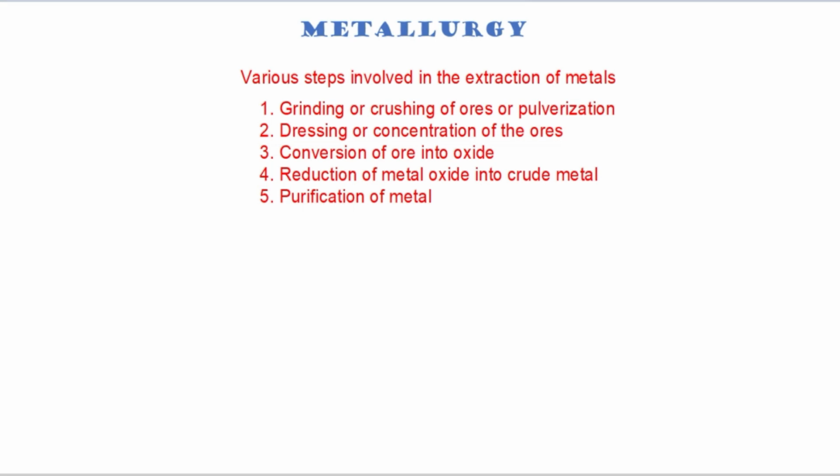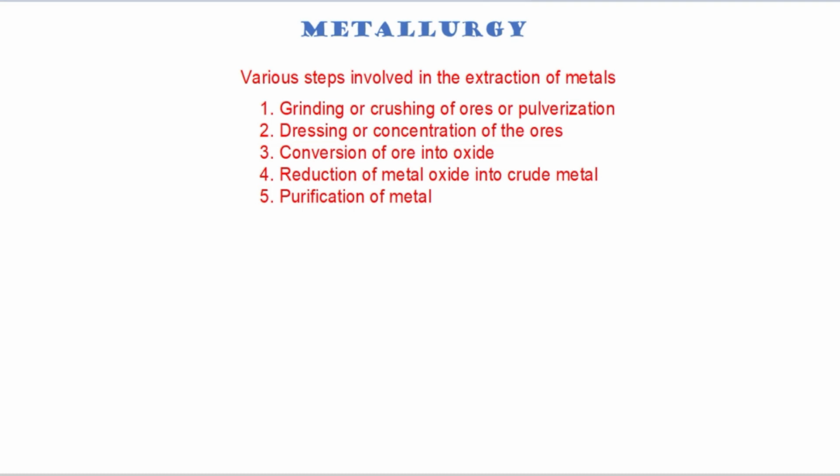Third step is the conversion of ore into oxide. After removing impurities from the ores, they are converted into metal oxides. And in the fourth step, the metal oxide is reduced into crude metal. In the final step, the crude metal is purified. So thus totally we have 5 steps in metallurgy.